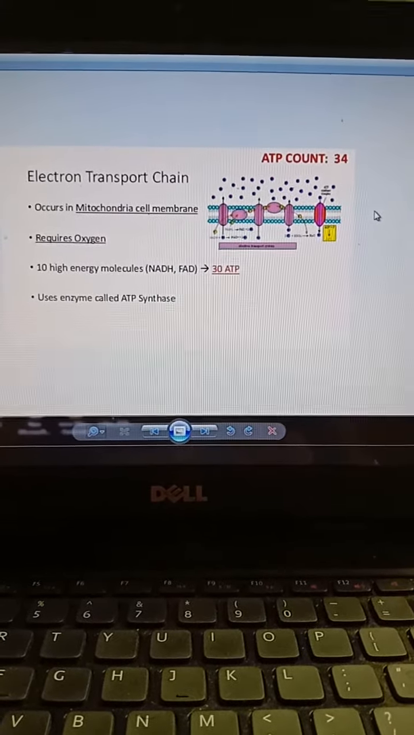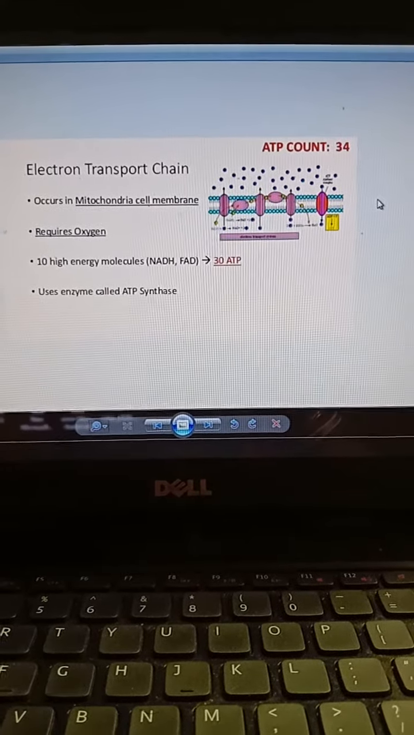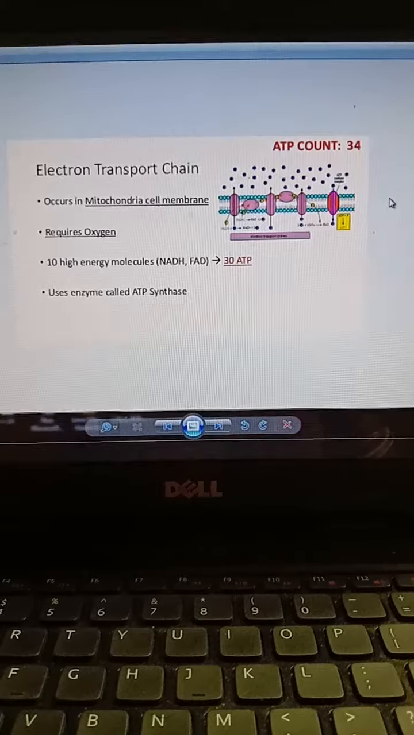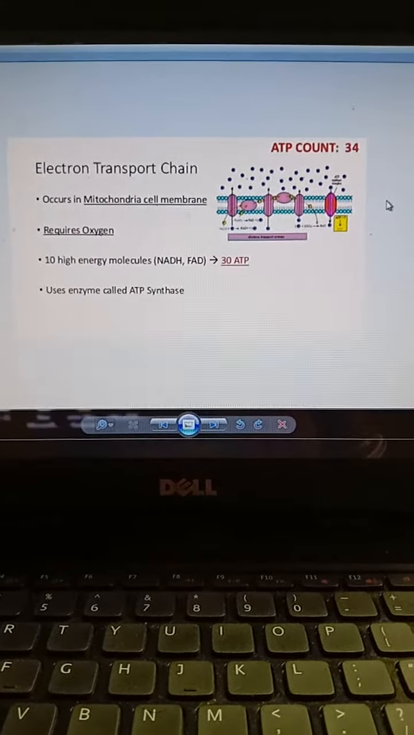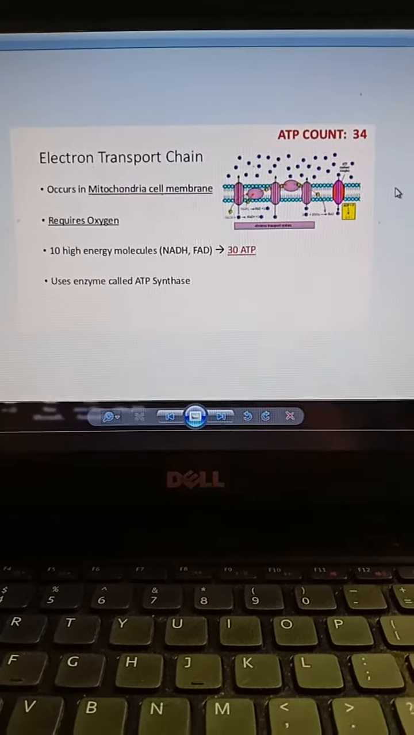Then the electron transport chain, which occurs in the mitochondrial membrane, where it requires oxygen, where 10 high energy compounds, NADH and FADH, will produce 30 ATP, and the enzyme producing the ATP is known as ATP synthetase.